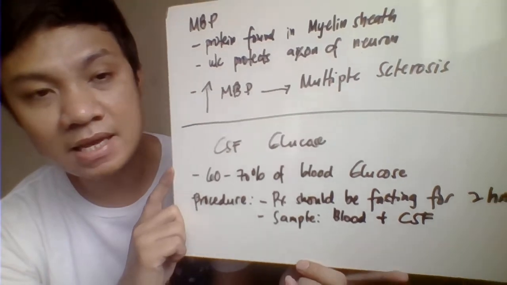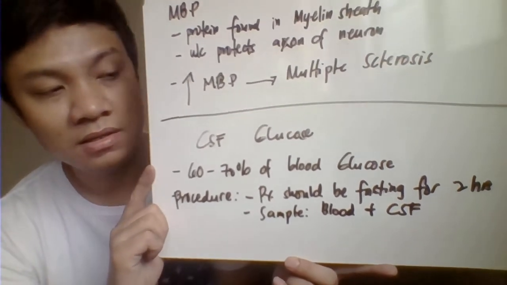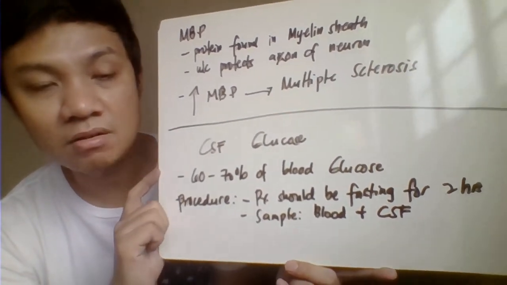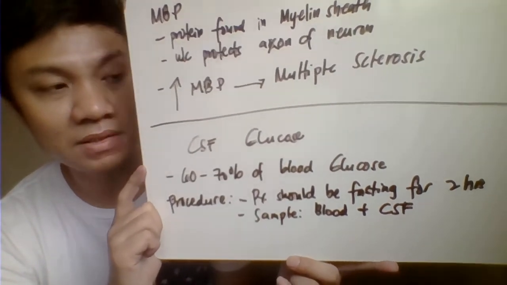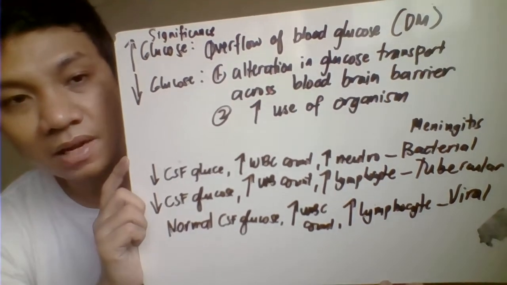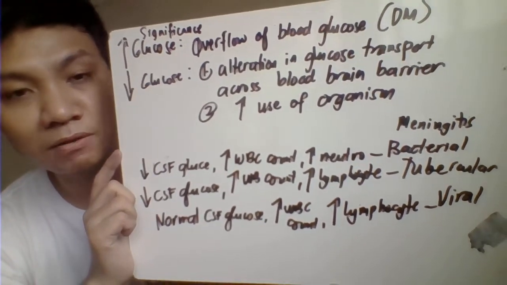Okay, when you're collecting and analyzing your CSF glucose, the patient should be in the fasting state for approximately 2 hours. Then you need to have here the blood specimen and CSF specimen for the glucose determination. Okay, we have here the significance. Increased glucose level here is associated with the overflow of your blood glucose in case of your diabetes mellitus.